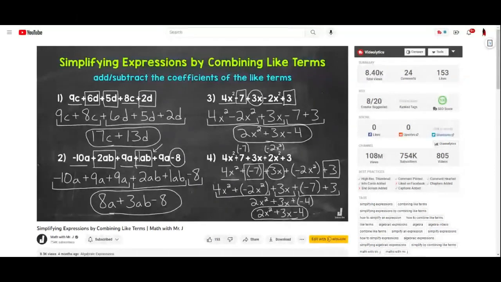So for example, in number 1, we have the variables of C and D. Both are to the understood power of 1, so we go in ABC order. For number 2, we have A and AB. Everything here is to the understood power of 1, so we go in ABC order. A comes first, then AB, and then the constant term comes last. For numbers 3 and 4, we have x squared, so the greatest exponent, 2. Then we have the variable of x to the understood power of 1. And then lastly, we have the constant term. So something to keep in mind when you are writing expressions.